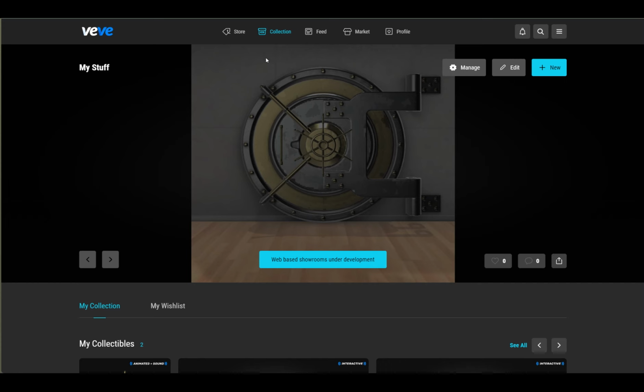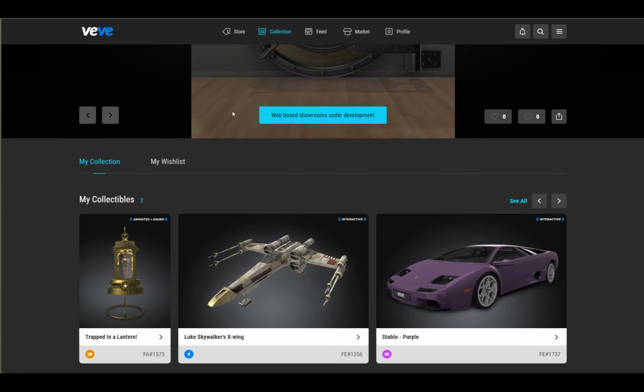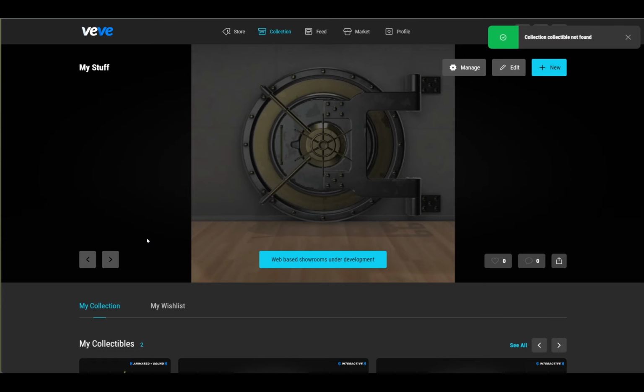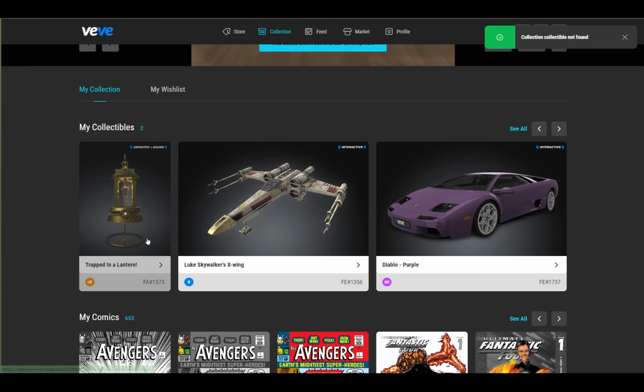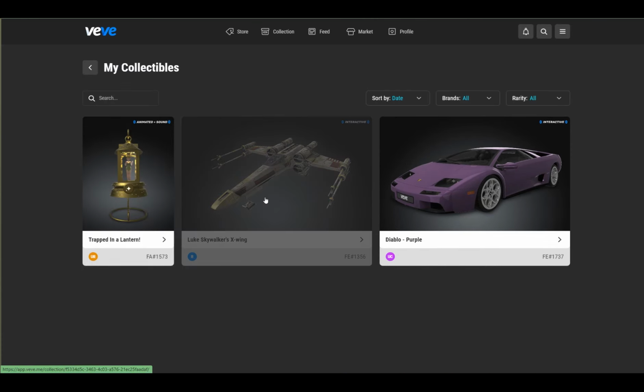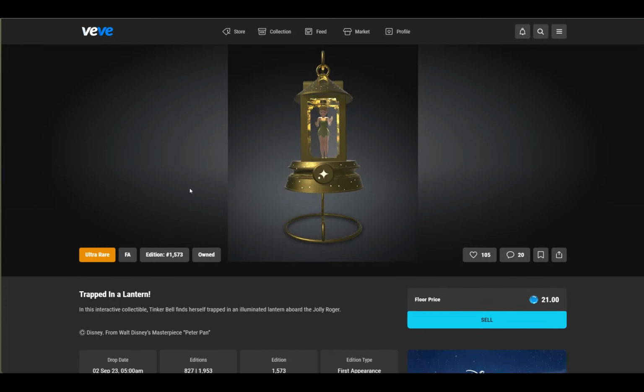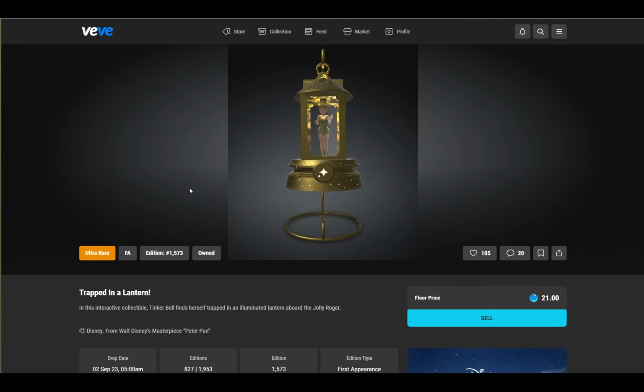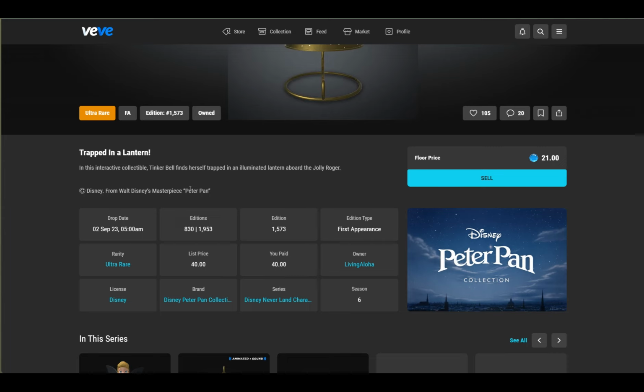I waited and waited, and finally I got something, and I got the ultra rare. Again, this is below list, so not exactly the greatest thing. Notice when I clicked on it, it says collectible cannot be found. It also gave me an error message earlier. The floor is at 21. Price is dropping. Very surprising that this drop did so poorly.